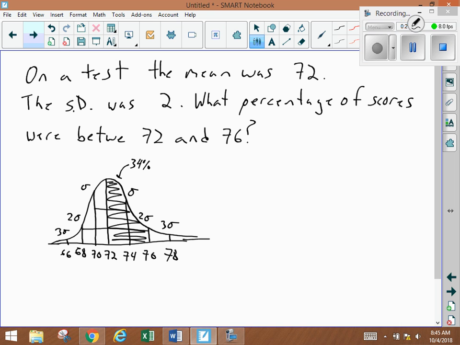So then right here, and you guys have a picture that you can use on the test of this. That's 13.5%. So then, what percentage are we between? Between 72 and 76, we're going to add those percentages. So it's going to be 34% plus 13.5%, or 47.5%.